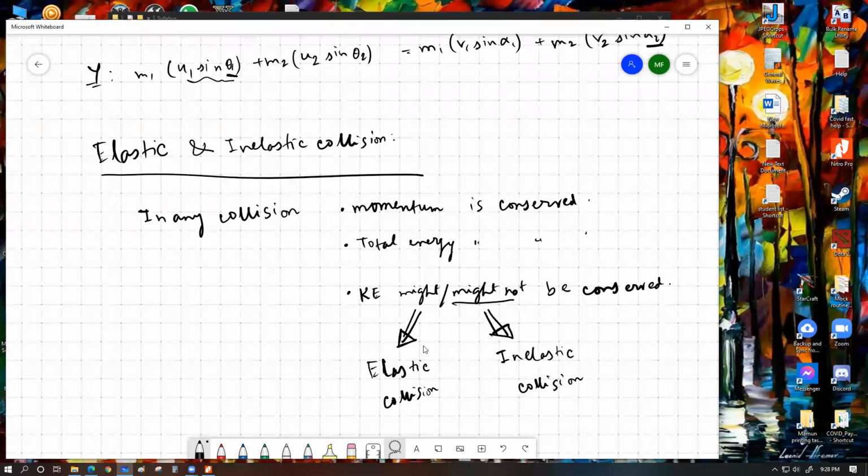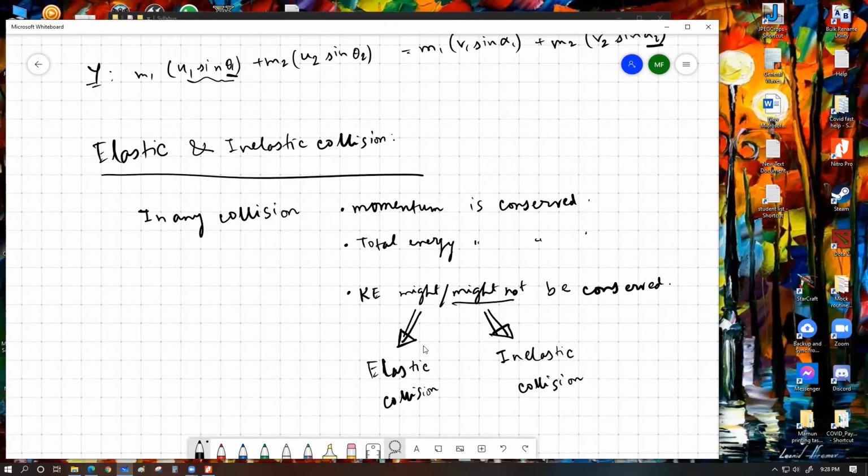In any collision, momentum will always be conserved. No questions asked. Total energy of the system will also be conserved. Total energy means the total amount of energy. Your initial amount of energy, final amount of energy, total combined energy before collision should be equal to total combined energy after collision, because energy is a conserved quantity by virtue. It's a conserved quantity.